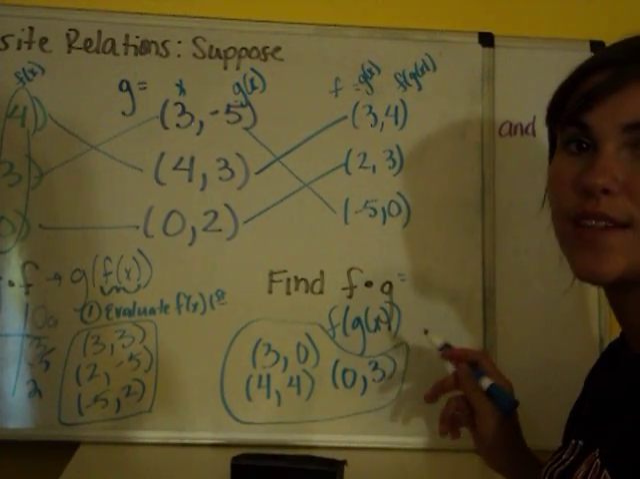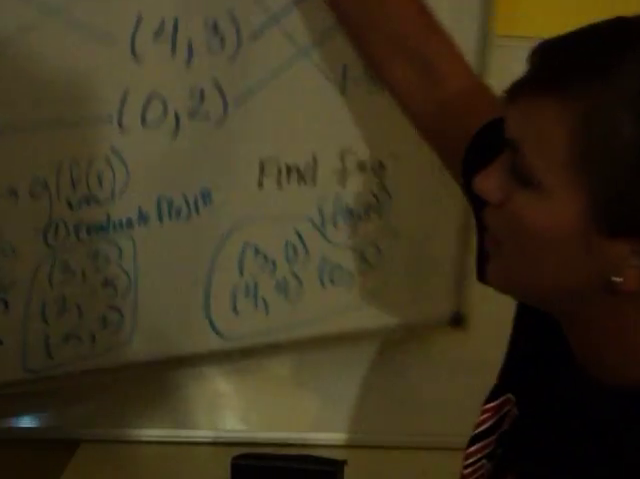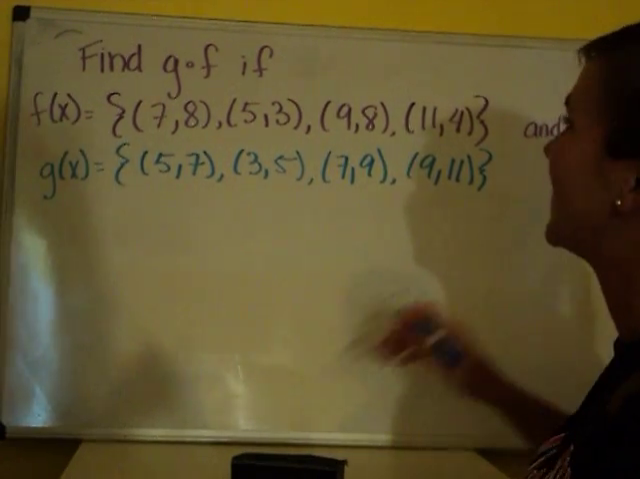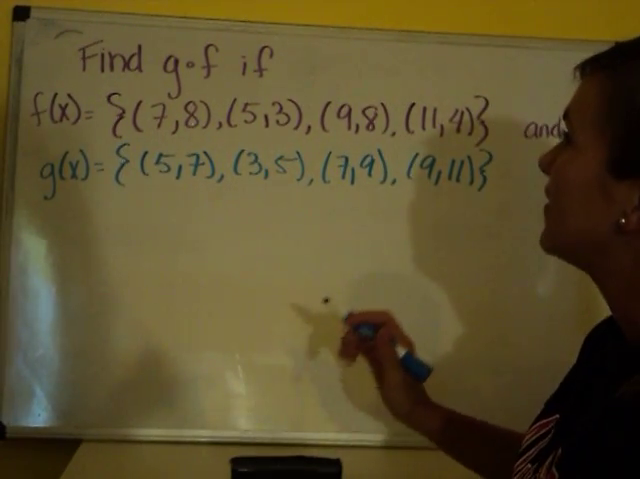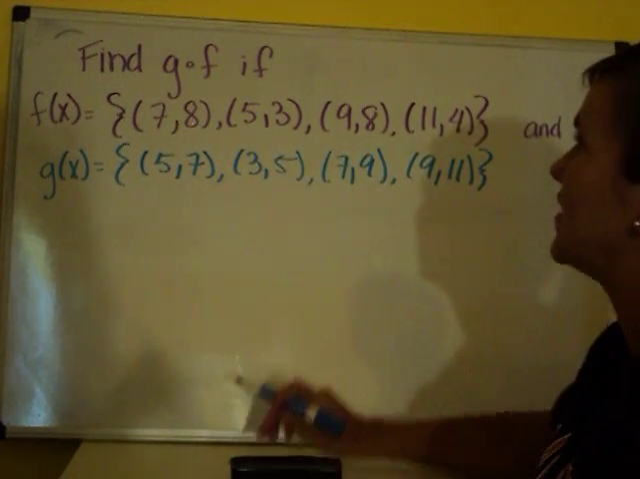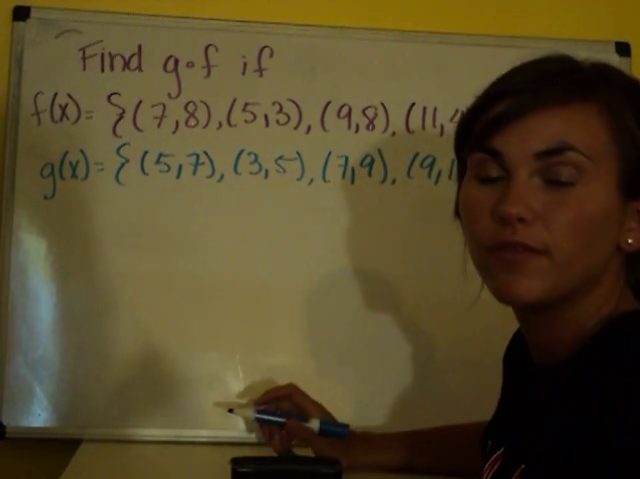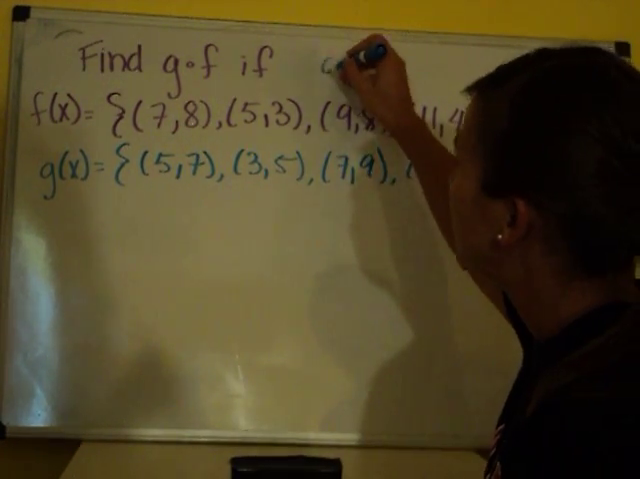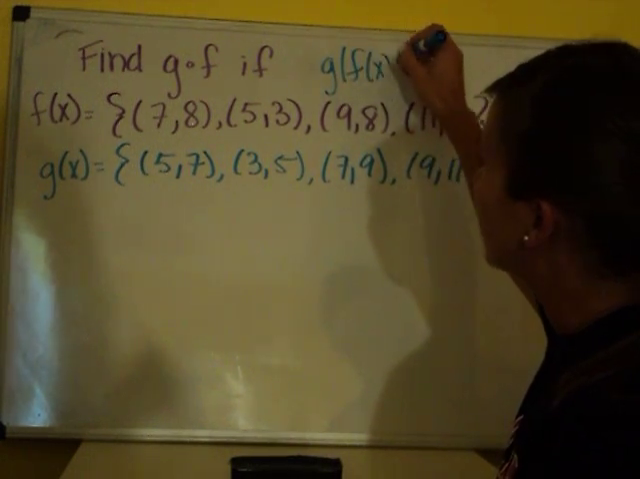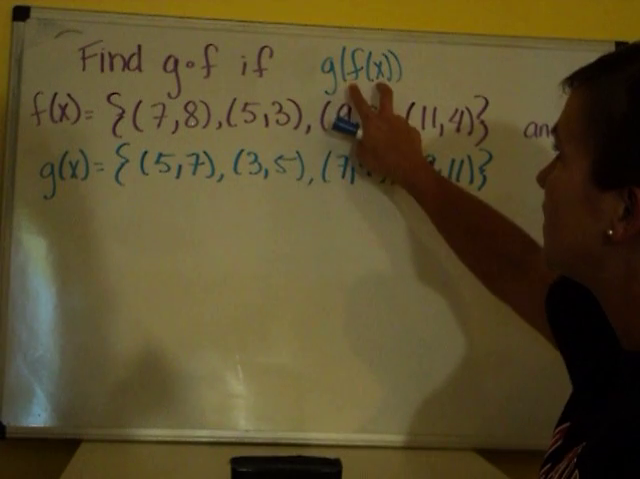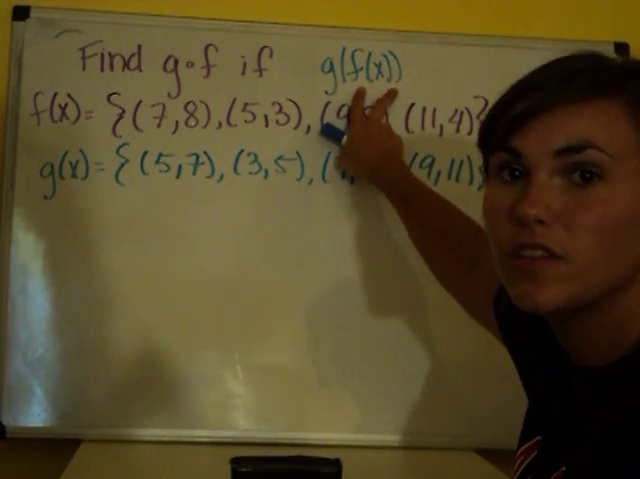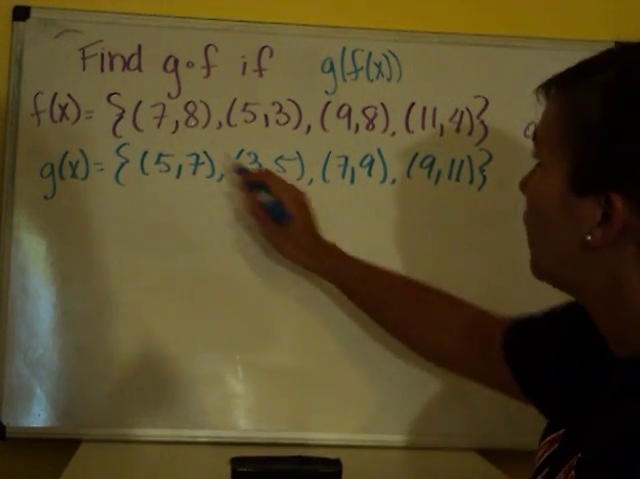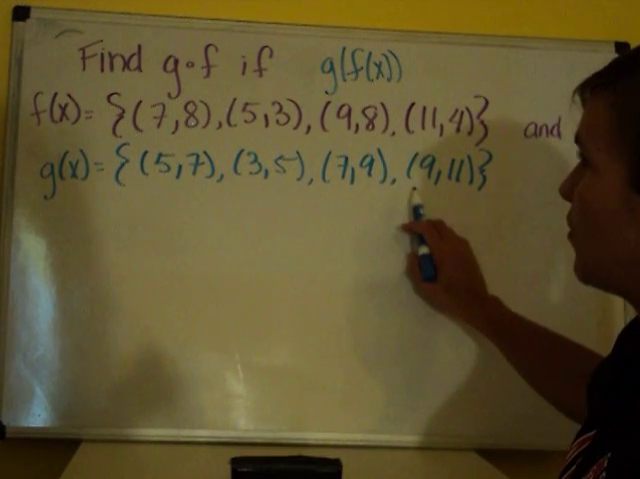Okay? Composite relations. Let's do one more, and then you guys can do your homework. Well, in class. Okay. I want to find g of f if f of x equals all these and g of x equals all of these. If I'm finding g of f, what does that mean that I'm finding in terms of x's? That means that I'm finding g of f of x. So that means that I have to evaluate f of x first. So we have to evaluate these guys first, and then we're going to match them up with these.